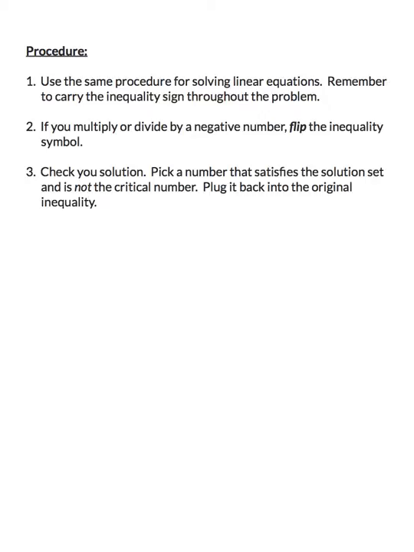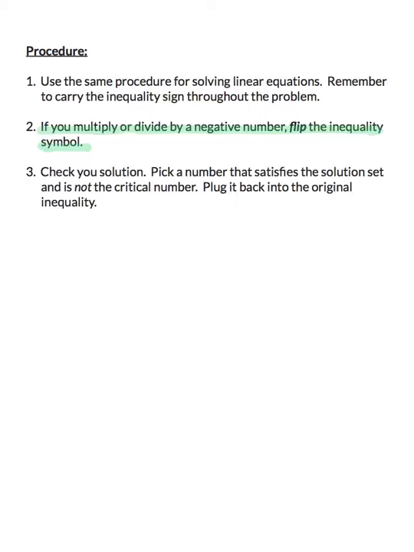The one thing that makes solving linear inequalities different from solving linear equations is if you multiply or divide by a negative number, you do want to flip the inequality sign. We'll talk about why this is in a few minutes. Finally, the last thing we want to do is check our solution. We want to pick a number that satisfies the solution set and is not the critical number, and plug it back into the original inequality. If you get a true statement, then your inequality symbol is correct.